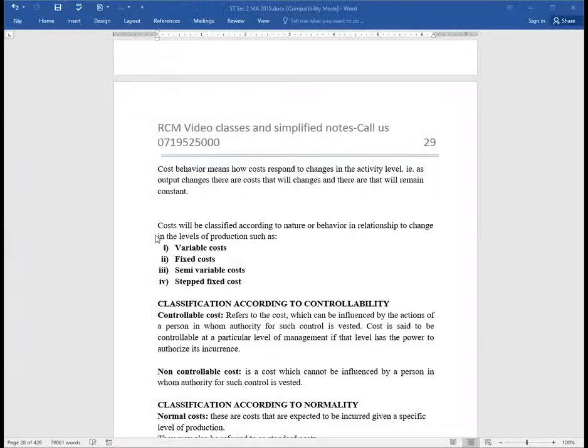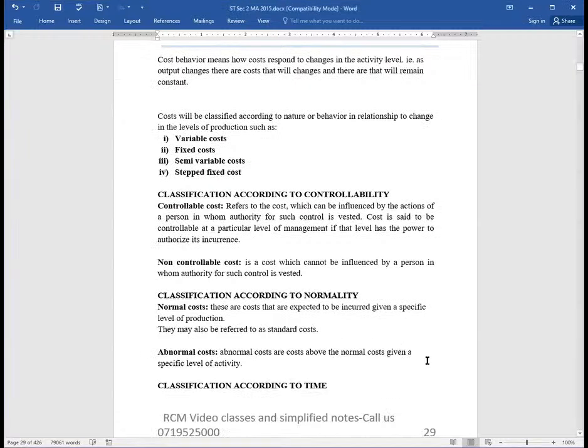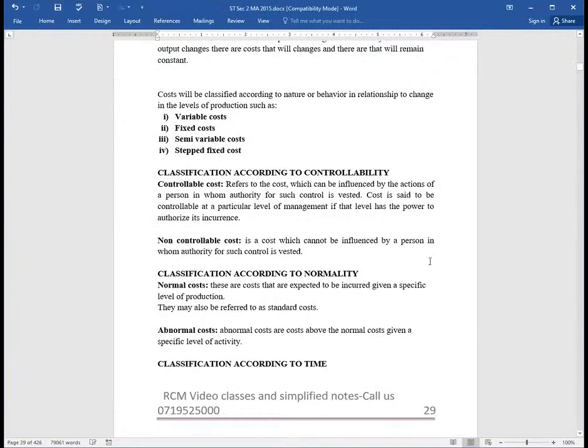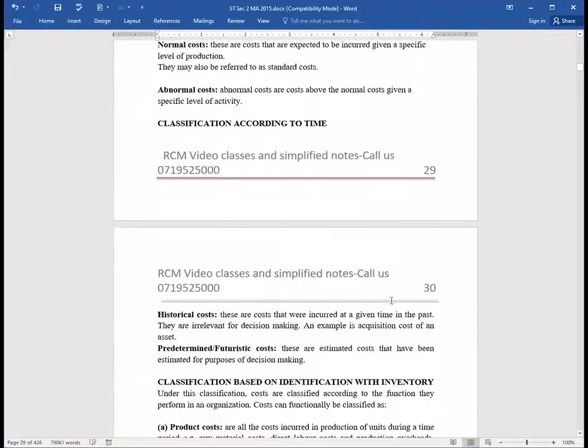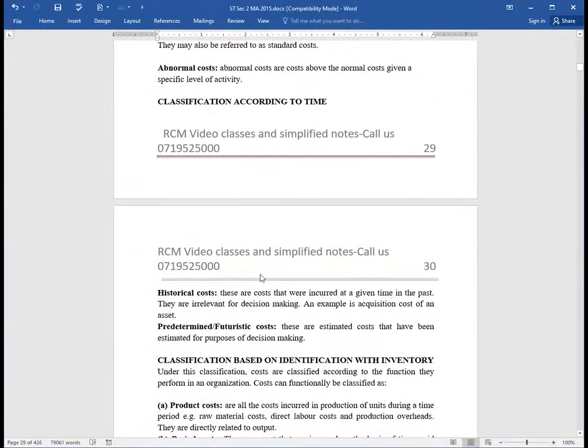Of course, you have our notes. Should you want more clarification on that, I'm sure you'll be able to simply go down and check them out. Then we have a classification according to time. Under classification according to time, ladies and gentlemen, we have two classes.